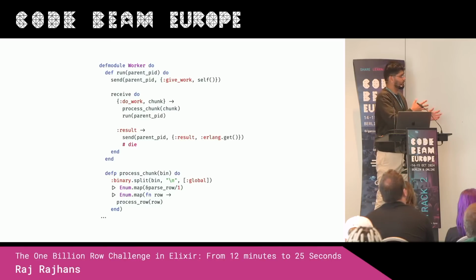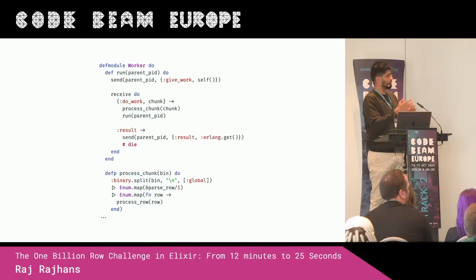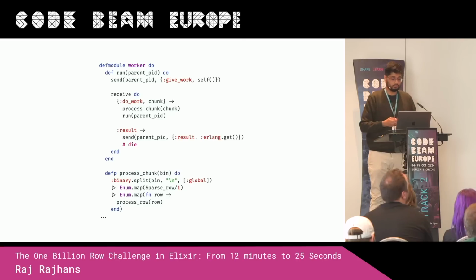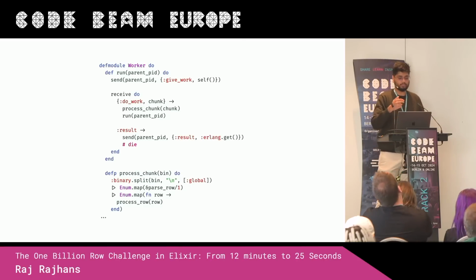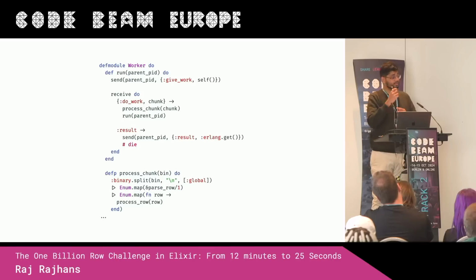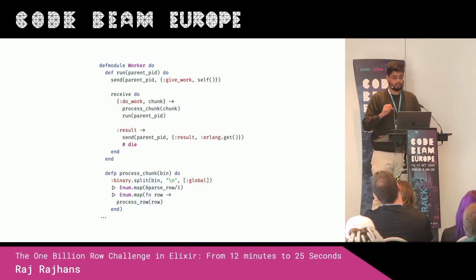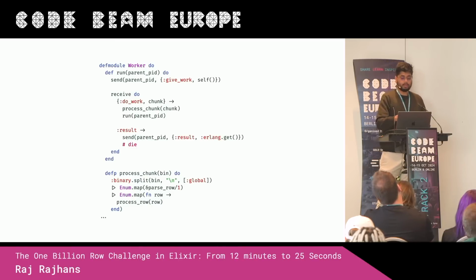We are back at the absolute building block of Elixir, which is processes. We go into a receive loop where we wait for a do work, and once we get the work, we do the work and just call ourselves again. Except when we get a result message, we will send the result to the parent and then not call ourselves again and just die. Then the process chunk, we are doing a binary dot split, which can be optimized actually. And then we are just parsing and processing at that point.